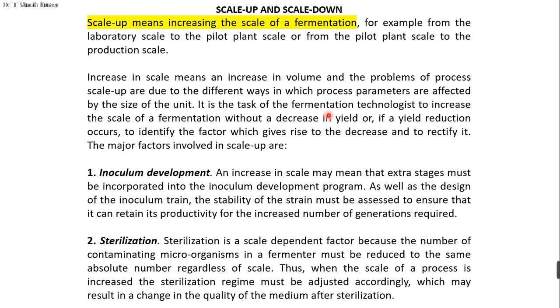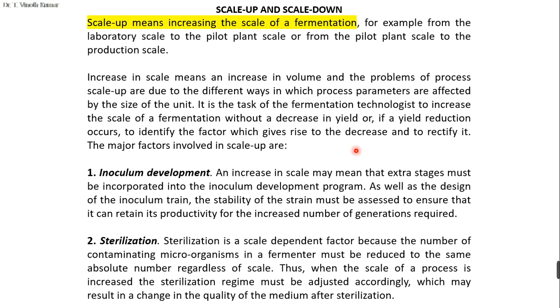But it is a task of the fermentation technologist. Usually the fermentation technologist has to increase the scale of the fermentation without a decrease of yield. So we should not compromise on yield. You can increase the size, at the same time the yield should be maintained or otherwise increased. If a yield reduction occurs, identify the factor which gives rise to the decrease and rectify it. If you have the problem of decrease of yield, then you have to work out what parameter is interfering, and that has to be rectified. That is given here. And the major factors involved in the scale up, number one, is inoculum development.